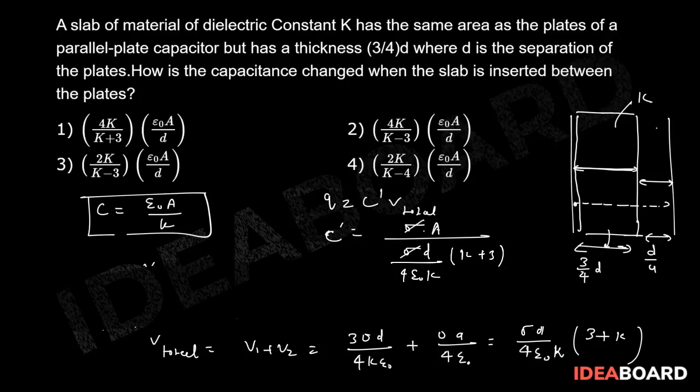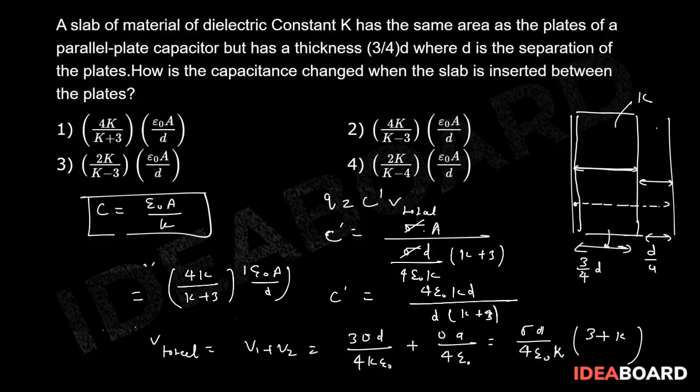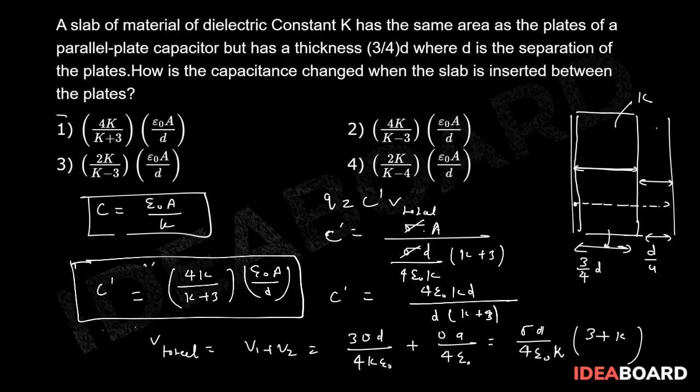So sigma will cancel out. We get the value of C dash as 4 epsilon naught K A upon D into K plus 3. So this is the value of C dash, which we can rewrite as 4K divided by K plus 3 into epsilon naught A upon D. So that much change there will be in C equivalent. So this will be the C equivalent value. I believe option number 1 is the right choice. So 1 is the right answer.